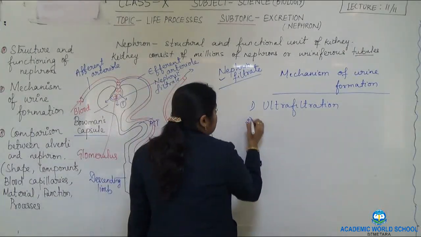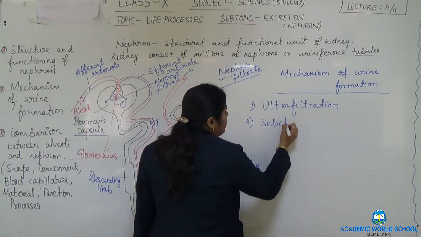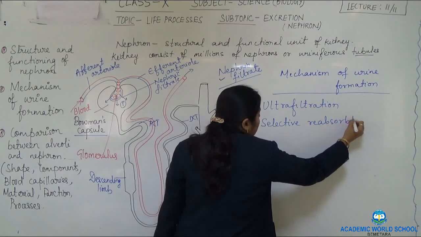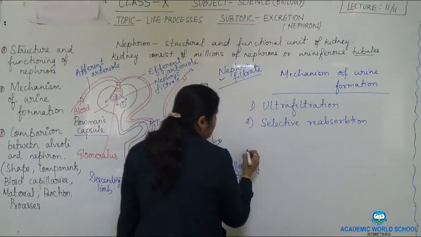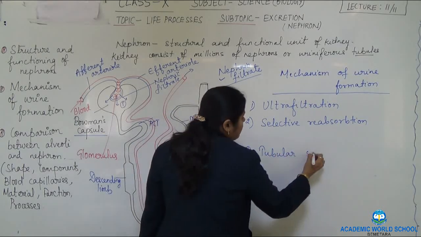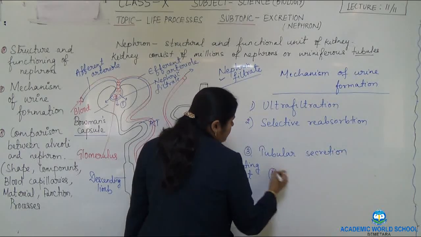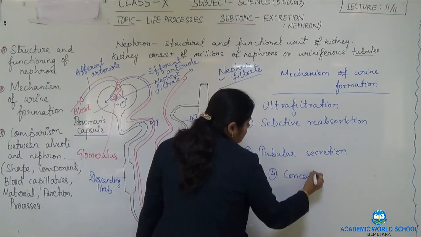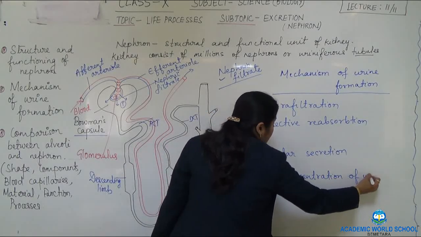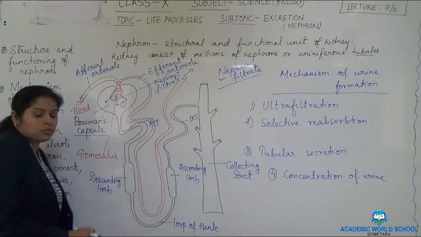The second one is selective reabsorption. The third one is tubular secretion, and the fourth one is concentration of urine. We will see where all these 4 steps occur because we have already understood the structure of the nephron.